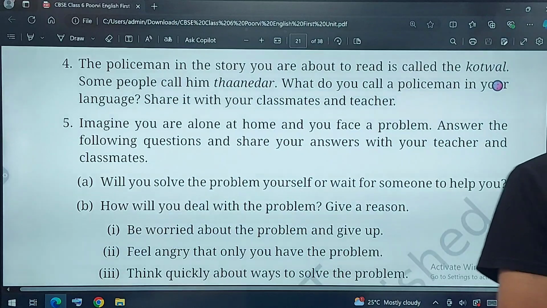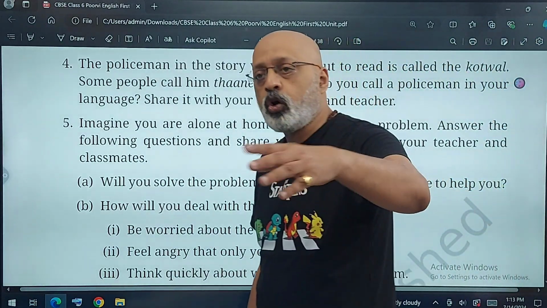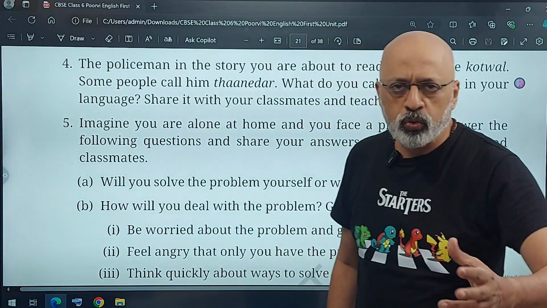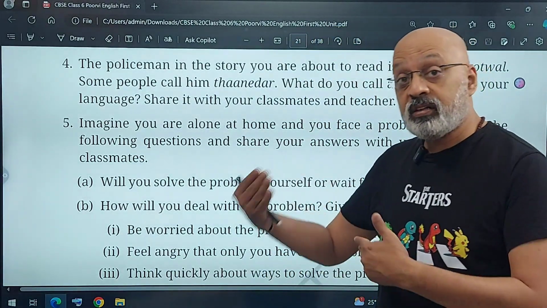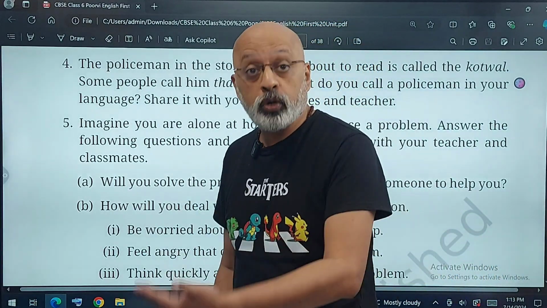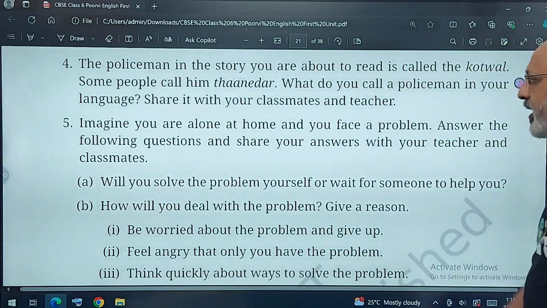What do you call a policeman in your language? Now, you tell me in your mother tongue. What is he called? Most people say Polisu in Telugu. In Tamil, in the more classical Tamil, you also call him Kavalturai, right? Otherwise, police wala is generally what he is known as.